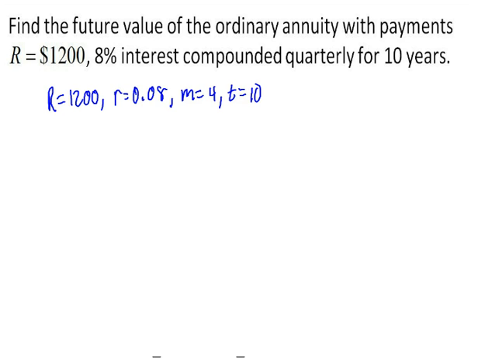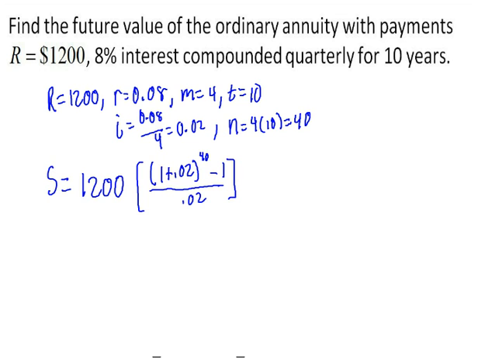So what this tells us is that capital R, the payment amount, is $1,200, our annual interest rate is 0.08, m is equal to 4 because it's compounded quarterly, and t is equal to 10. This means the interest per period will be 0.08 divided by 4, which is 0.02, and the total number of periods would be 4 times 10, so there would be 40 periods altogether. Plugging this into the formula, we get S equals 1,200 times the quantity 1 plus 0.02 raised to the 40 minus 1, all over 0.02.